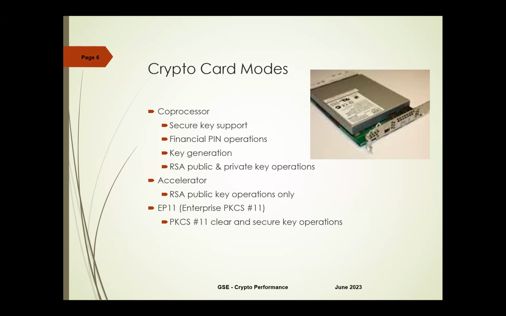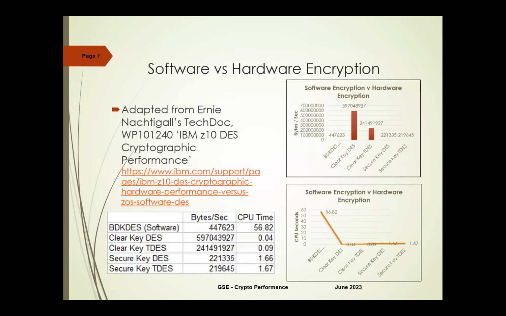So there's a trade-off here. With more functionality, you get a little bit less performance. With less functionality, you've got a smaller operating system in the card and you get much better performance. And we'll see some examples of that a little bit later on. And then lastly, you can configure the card in EP11 or PKCS11 mode. When you do that, you get a completely different set of performance metrics because that PKCS11 architecture is very different from the CCA architecture. So once again, your configuration of your card is going to be a variable that comes into play when you're looking at performance in the crypto infrastructure.